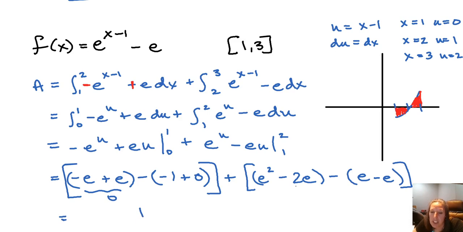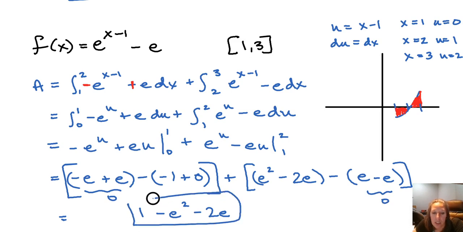Can't really simplify e squared minus 2e. And then e minus e is going to give us a 0 on that second piece, and so our answer is 1 minus e squared minus 2e.